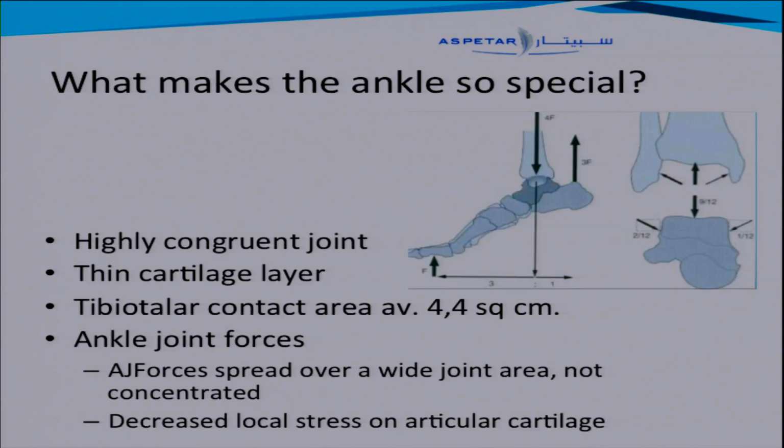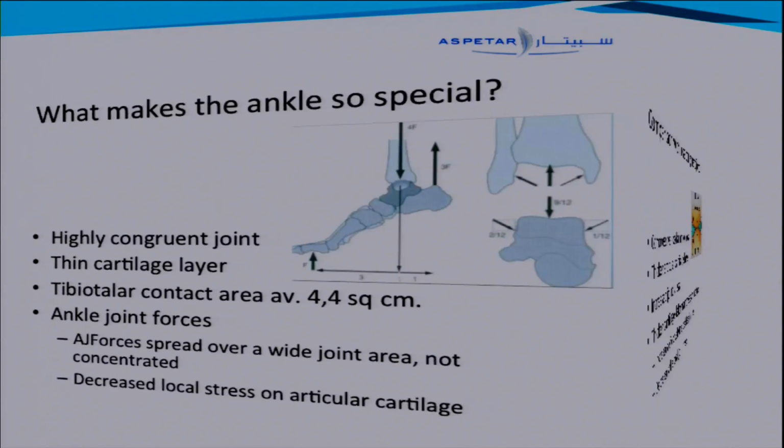The ankle is a highly congruent joint. It has a thin cartilage layer. There is a tibio-talar contact of an average of 4.4 square centimeter. And we know that when we consider the ankle joint forces, there is a decreased local stress on articular cartilage, and the forces spread over a wide joint area that is not a concentrated area.